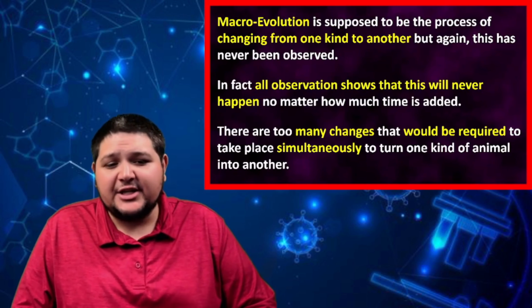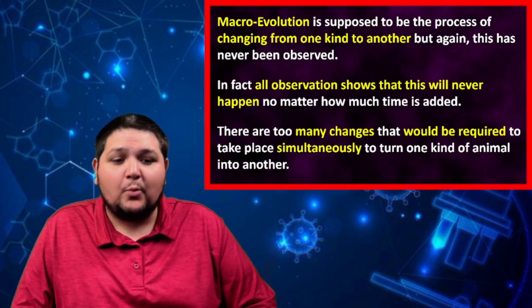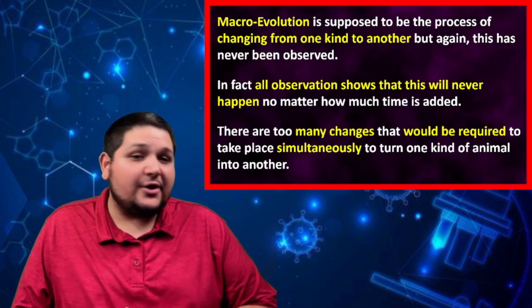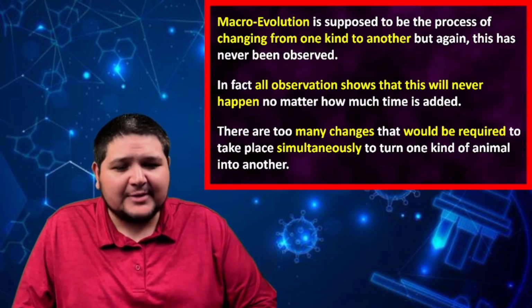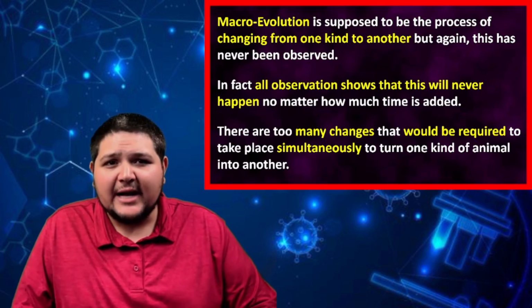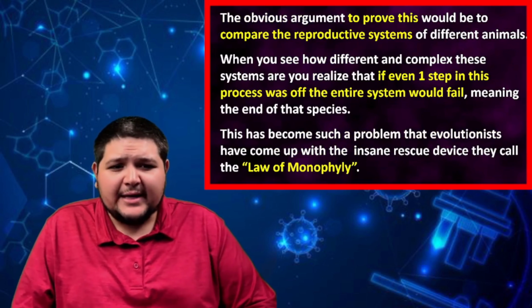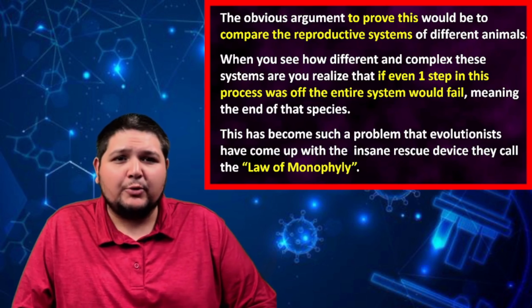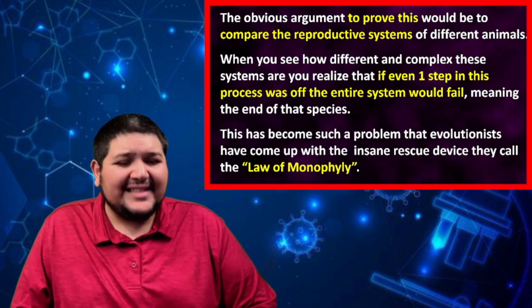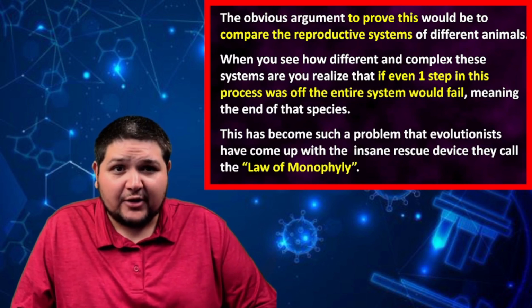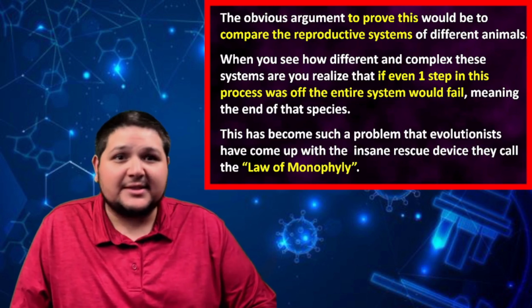Macroevolution is supposed to be the process of changing from one kind of animal to another, but again, this has never been observed. In fact, all observations show us that this will never happen no matter how much time is involved. There are too many changes that would be required to take place simultaneously to turn one kind of animal into another and still allow it to continue its species. The obvious argument to prove this point would be to compare the reproductive systems of different animals. When you see how different and complex these systems can be, you realize that if even one step in this process was off, the entire systems would fail, and that would be the end of that animal's species.